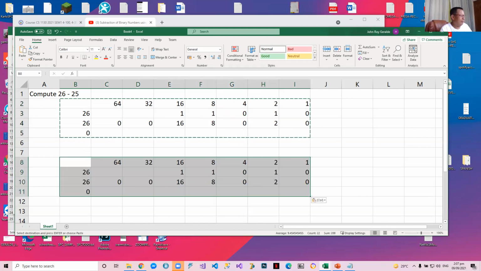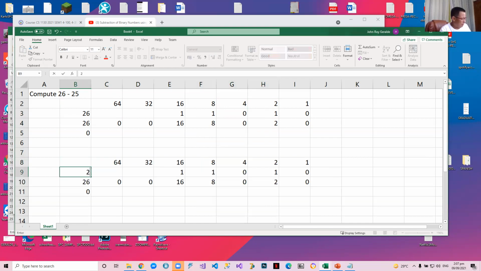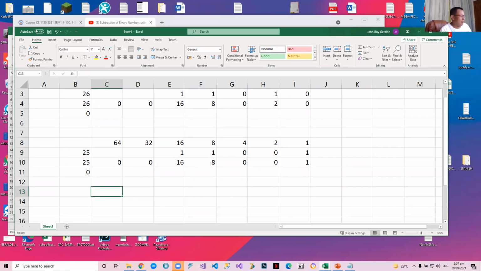Convert natin yung 25. 25. Okay. The main difference between 25 and 26 is at the last. So this is 25. Okay. Any questions so far? So we need to compute the ones complement of 25. Right? Ones complement of 25. So what will we do? We'll just flip this. This is a 0. This is a 0. This is a 1. This is a 1. This is a 0. Okay. Any questions so far?